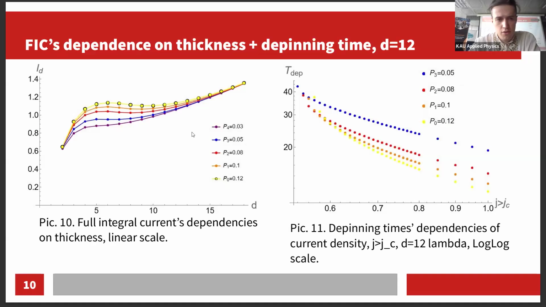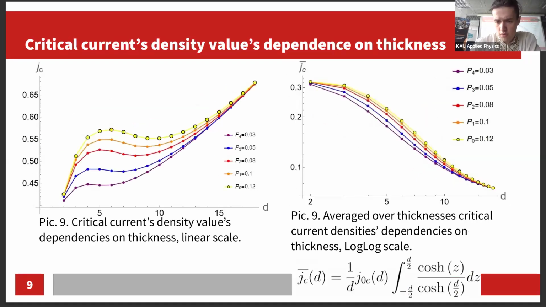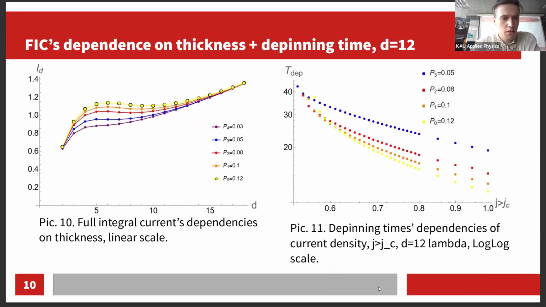And if we discard this 1 divided by d term in this equation, we get the full integral current, which is shown in picture 10, where you can also see some differences depending on the linear tension coefficient or anisotropy, for that matter, and they are prevalent for small thicknesses, and the larger the thickness, the less it matters.